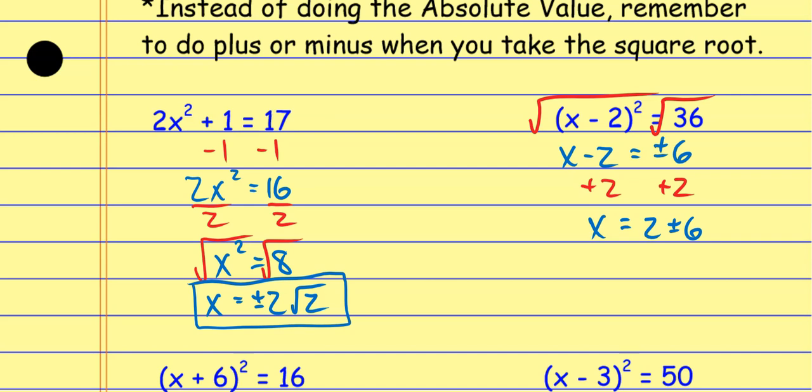2 plus 6 is an 8. Math is hard. And 2 minus 6 is a negative 4. So I actually get 2 answers, a negative 4 and a positive 8. Okay? But that's what the plus or minus means. It means I have 2 things, I have 2 numbers, I have 2 operations, I have 2 answers.